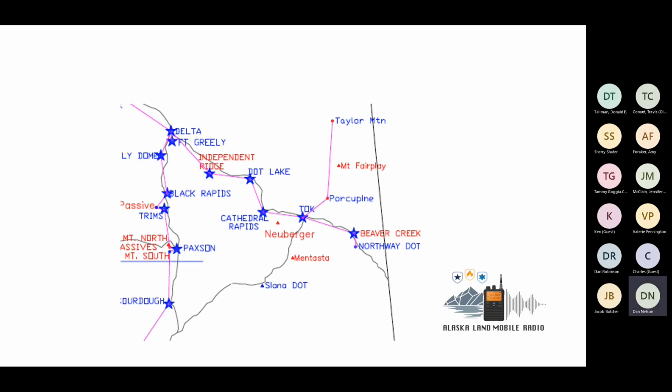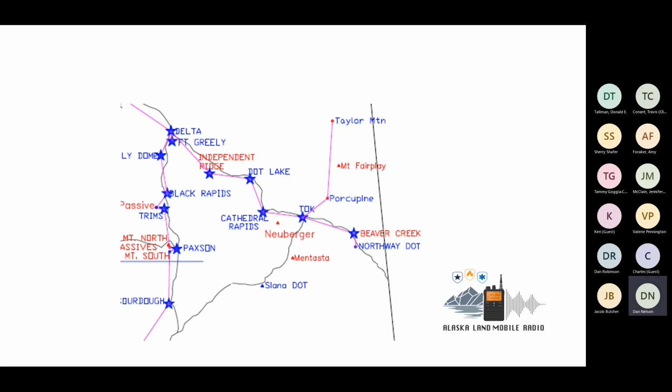And I just wanted to provide this example of a map. So this is just a piece of the system map. There's a lot on here, but if you look at the stars, that's where the ALMR sites are located up here. This is around Delta Junction, over to past Hope, over to the border. So you can see even just in this one piece of the state, which definitely represents a large area, there's quite a number of sites that are required to provide the coverage that people need.